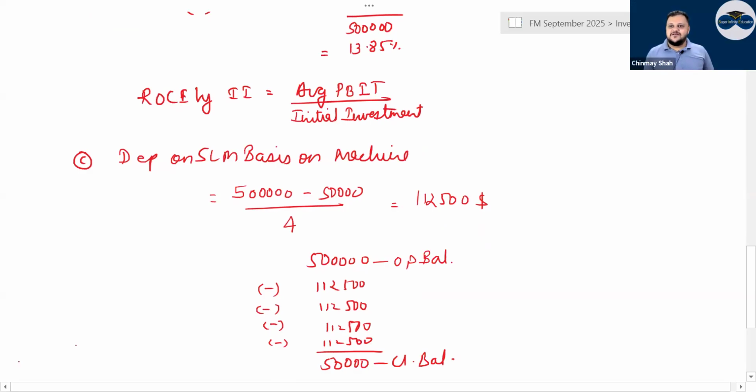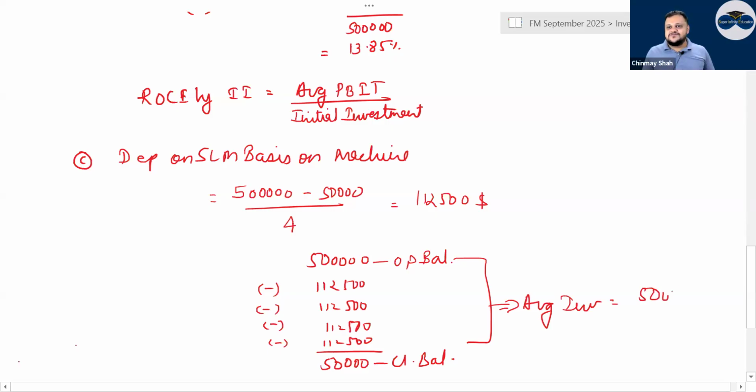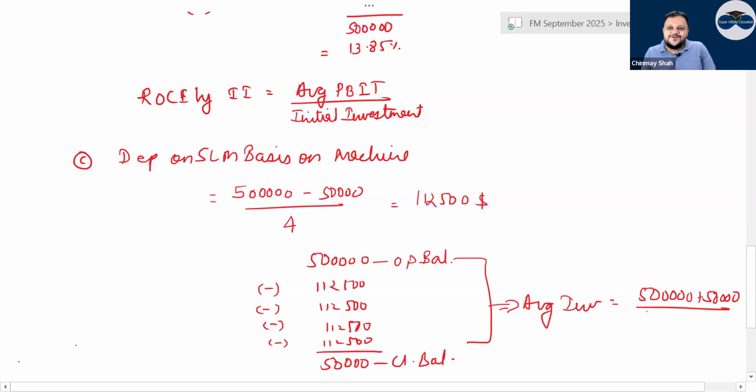50,000. Correct. And if I ask you, how much is average investment? Opening plus closing divided by 2. Tell me. Opening balance 500,000, initial investment, plus scrap value 50,000, divided by what? Divided by 2. Therefore, how much is average investment? Tell me. Did you understand the logic of average investment? Tell me. Yes, sir.